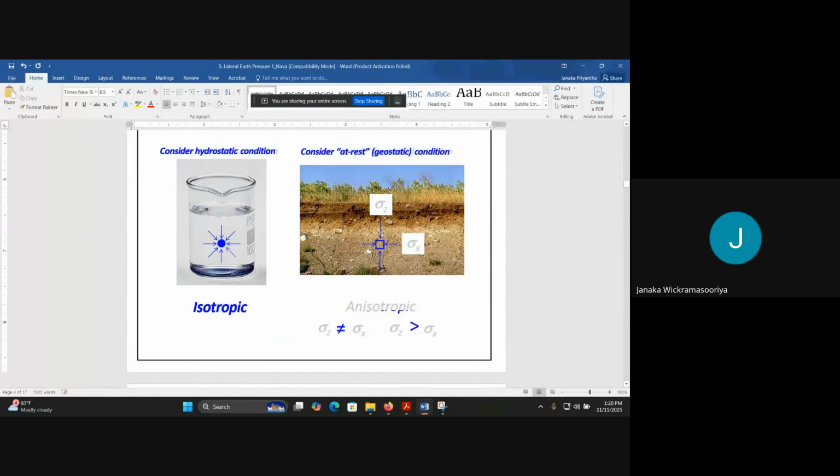So this vertical stress is not equal to the horizontal stress, right? This vertical stress is not equal to the horizontal stress. In fact, the vertical stress is greater than the horizontal stress. So this kind of material is called an anisotropic material.